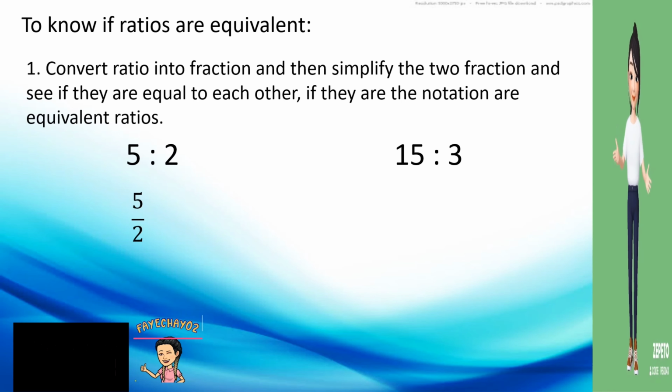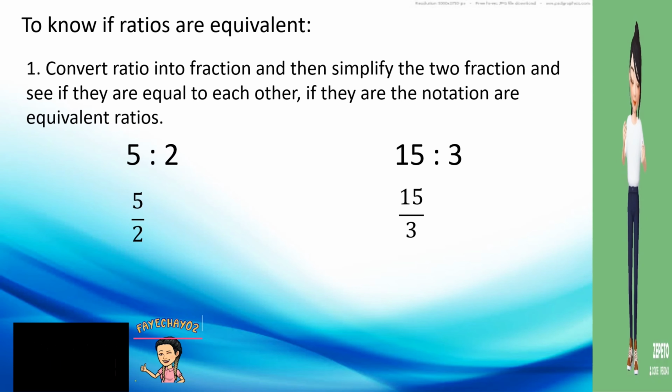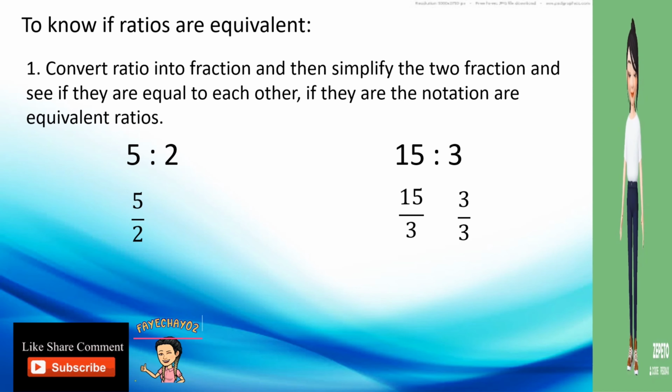So we have 15:3. So again, we will write 15:3 into fraction form. So we have 15/3. So again, we will get the GCF of the two numbers. The GCF of the two numbers is 3. So we can now simplify 15/3. 15 divided by 3 is 5. 3 divided by 3 is 1.